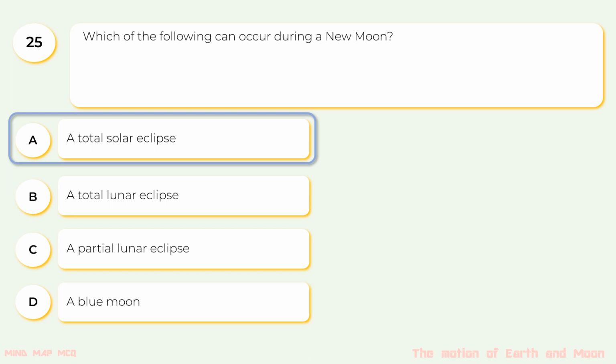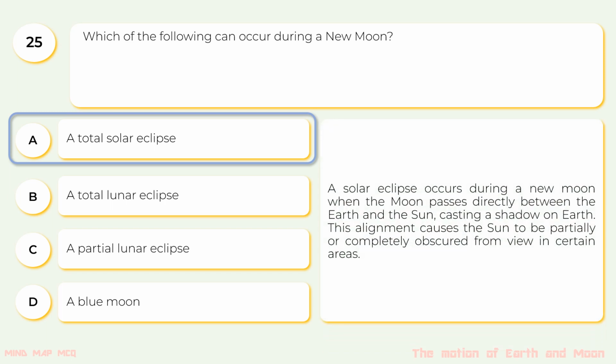The correct option, a total solar eclipse. A solar eclipse occurs during a new moon when the moon passes directly between the earth and the sun, casting a shadow on earth. This alignment causes the sun to be partially or completely obscured from view in certain areas.